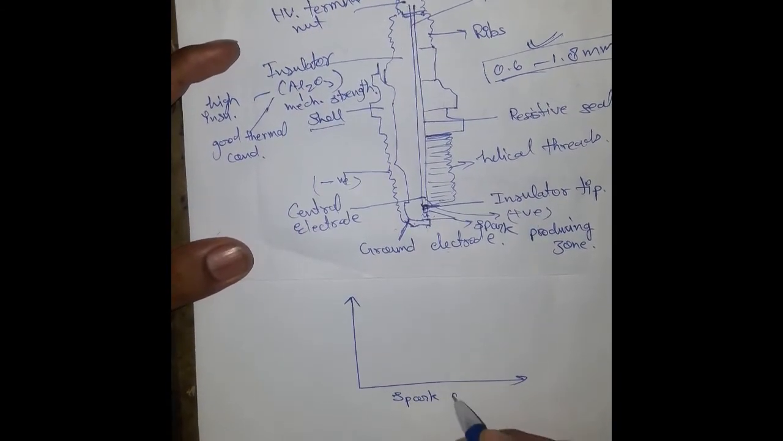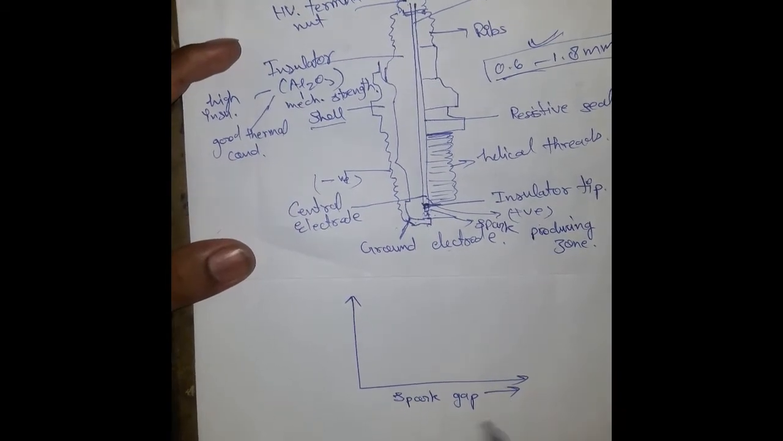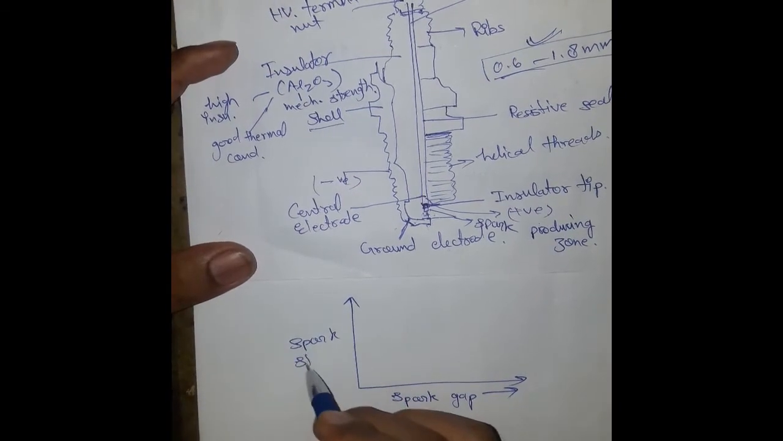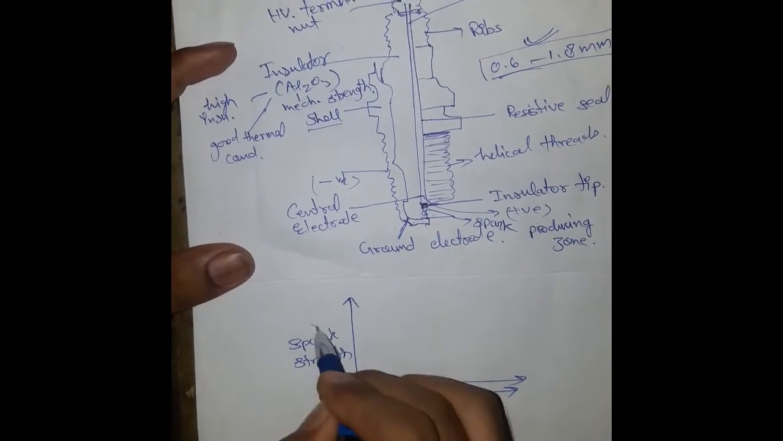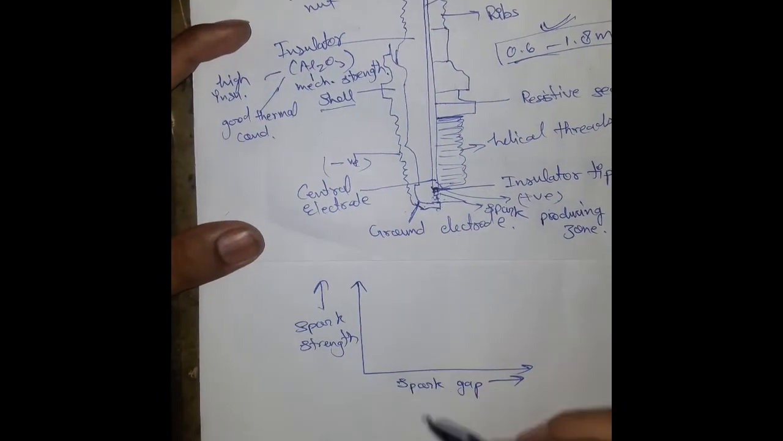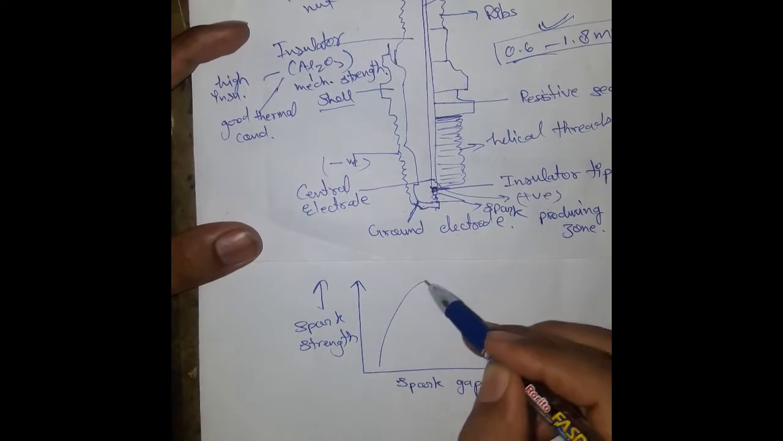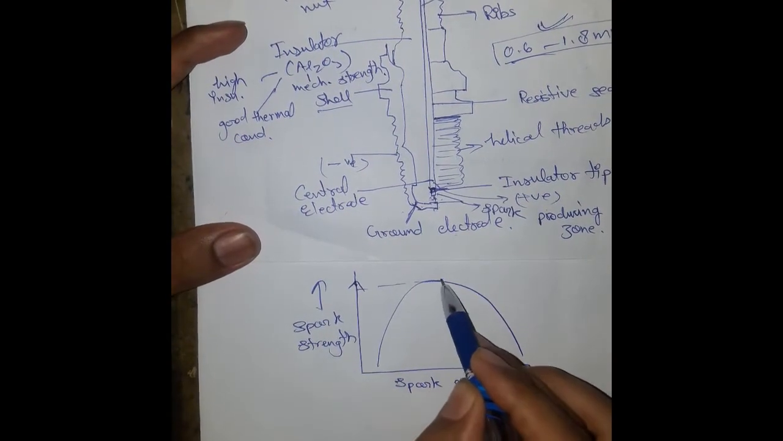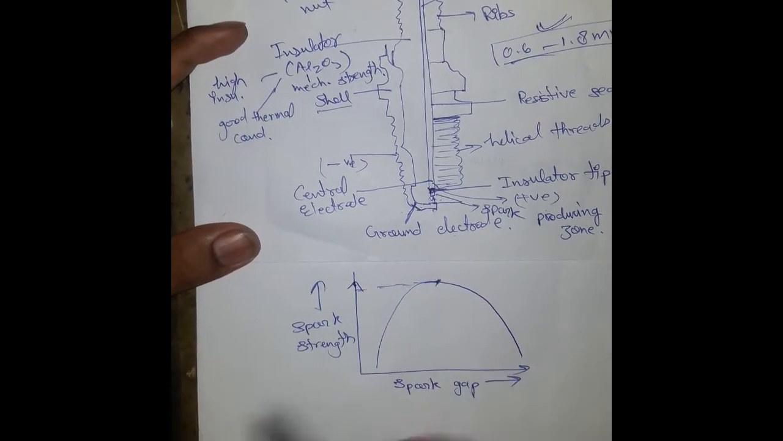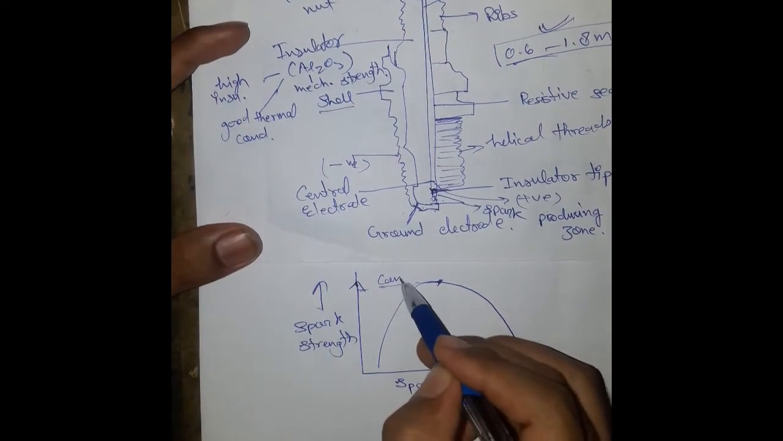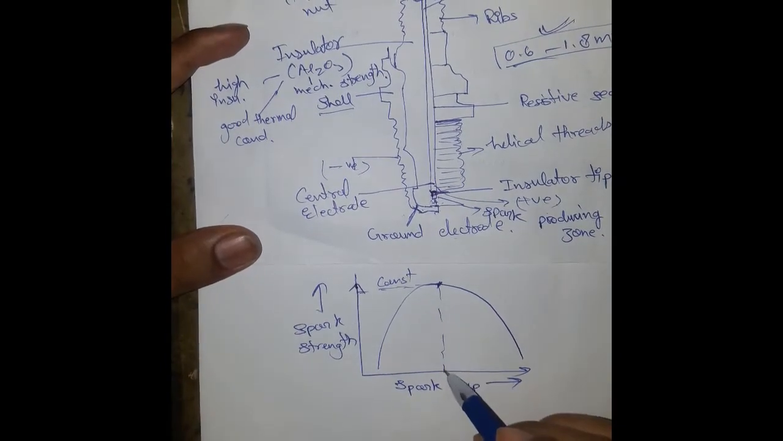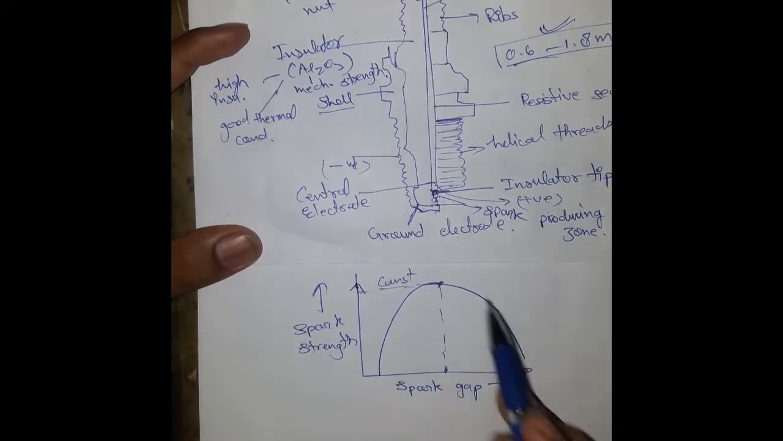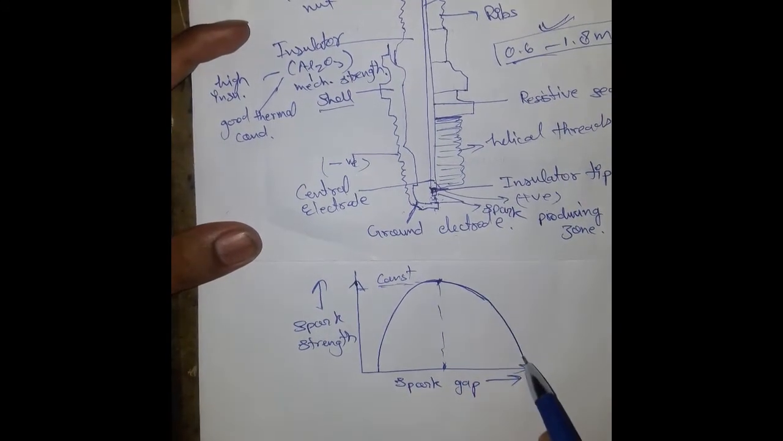Here on the x-axis we have spark gap, and it is increasing in this direction, and here we have the spark strength, that is also increasing in this direction. What we observe is that this diagram comes like this. We have a maximum point of spark strength at some particular value of the spark gap. Lower than this, the spark strength reduces, and after this also the spark strength decreases.